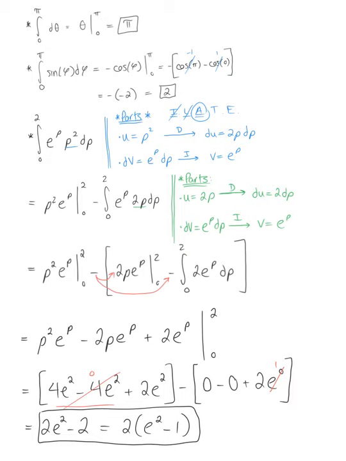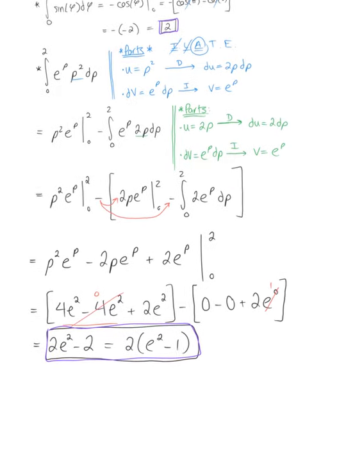Okie dokie. So don't get so excited that you found this answer. We still need to find the product of the 3. So we have pi from our theta integral. We have 2 from our phi integral. And then we have 2 times the natural exponential squared minus 1 from the rho integral.